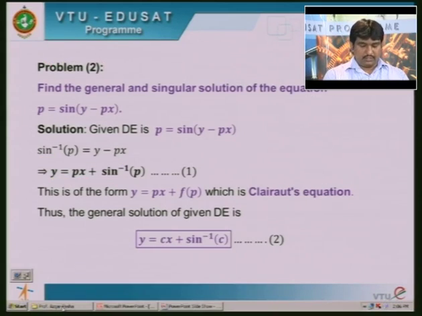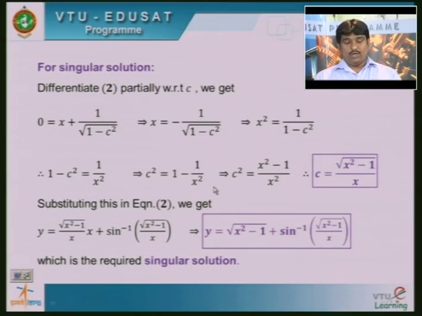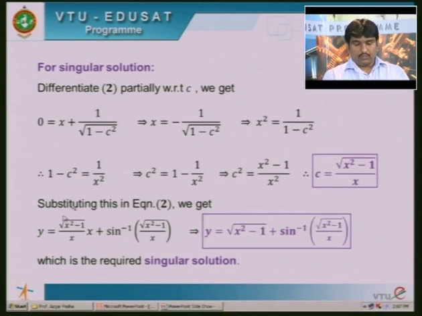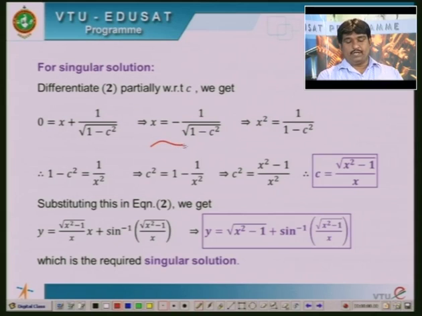Now to get the singular solution, we have to differentiate cx plus sin inverse of c with respect to c, treating x and y as constants. So the derivative of y is 0, and the derivative of cx is x into 1, plus the derivative of sin inverse of c, which is 1 divided by the square root of 1 minus c square. So this implies x equals minus 1 divided by root of 1 minus c square.